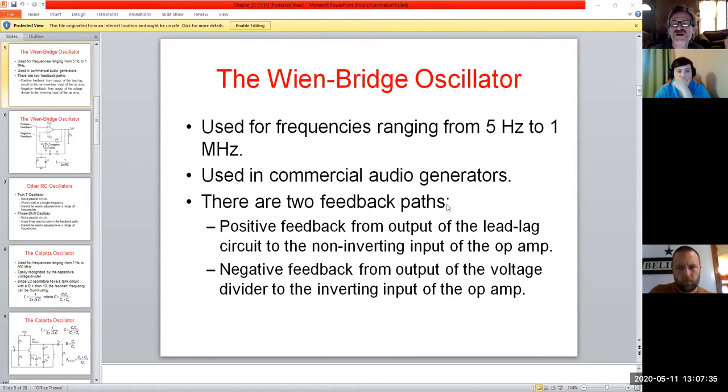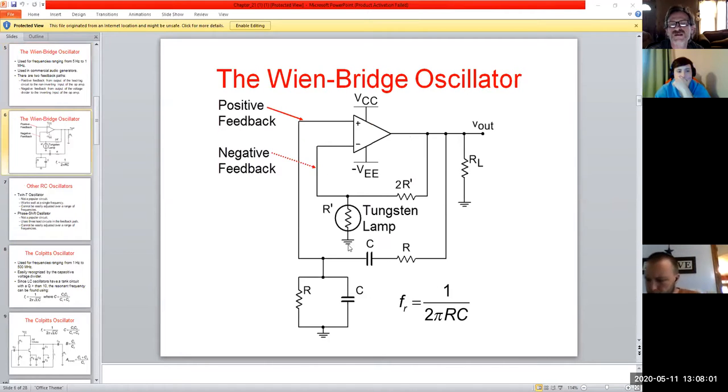Commercial audio generators, for example. We essentially have 2 feedback paths as opposed to 1. You have a positive one and you have a negative one. So how would you look at that? Essentially, as you see here, we have the output going to the non-inverting input, and then the output of the voltage divider going to the inverting input. And that's essentially what this circuit is.